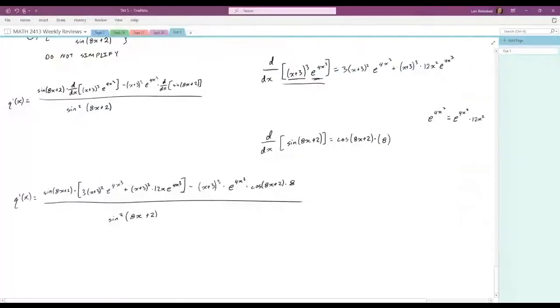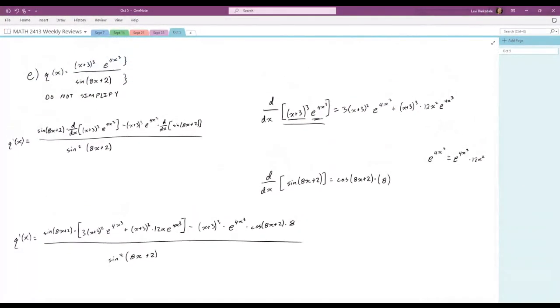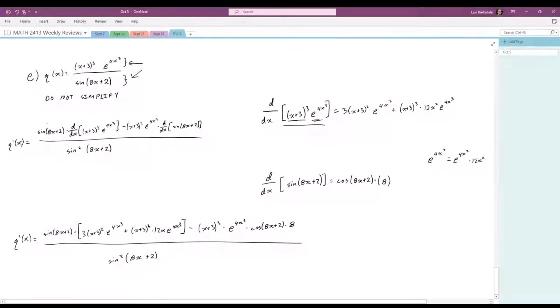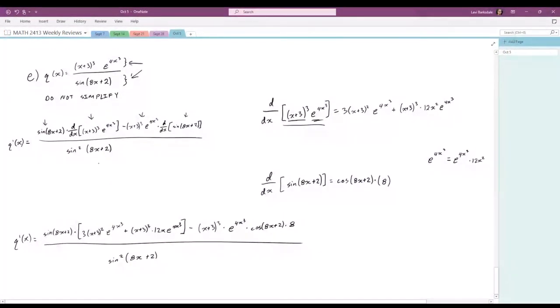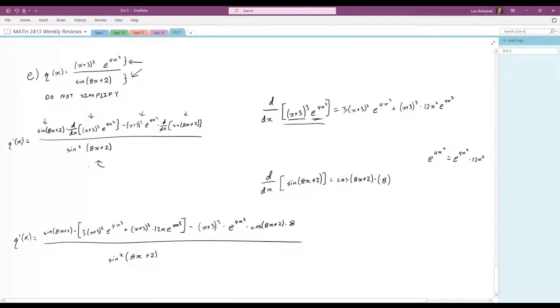Just to recap this problem, what we did is we broke it down into smaller steps. First, we noticed we had to use the quotient rule. So that is what we did. We basically just put it in the general form of our quotient rule. We said our bottom function times the derivative of the top minus our top function times the derivative of the bottom over our bottom function squared.